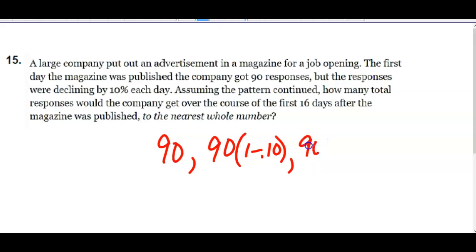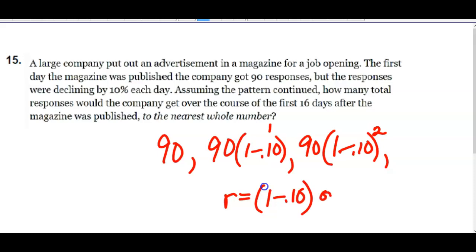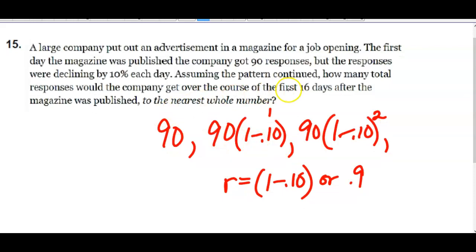The next day was 90 times 1 minus 0.10 twice, and so on. So day 1 they multiplied once, day 2 they multiplied twice. Okay, wait a minute. Day 1 they didn't multiply at all. Day 2 they multiplied once. Okay, anyway, but they just want the total. So r is 1 minus 0.1 or 0.9. Now, what was the total for the first 16 days?